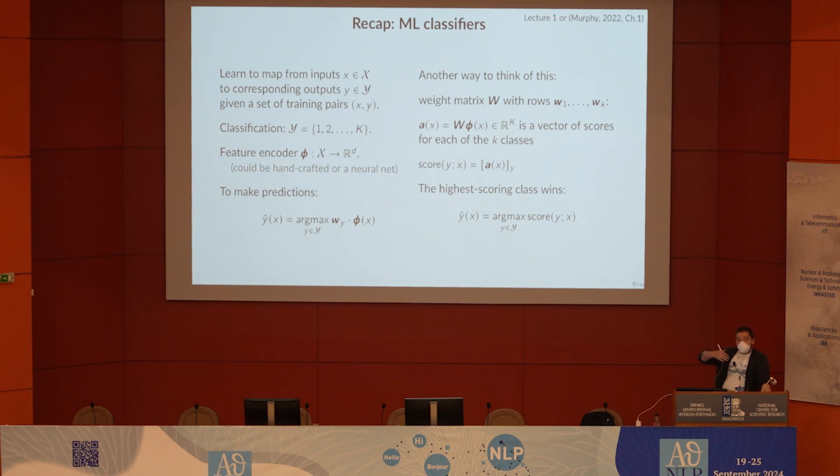So if you want to do K-class classification, the way we're going to formalize it is we're going to somehow obtain a feature encoder, phi, that takes inputs X and outputs some vector of D numbers. This feature encoder could be a neural net, it could be handcrafted. It doesn't matter for what I'm saying next. Then what we do with this is we make predictions by taking the dot product between the feature vector and a weight vector for each class. We assign the winning class as the one with the highest score between its weight vector and the feature vector. This is the sort of classification model that you've seen 2 days ago.